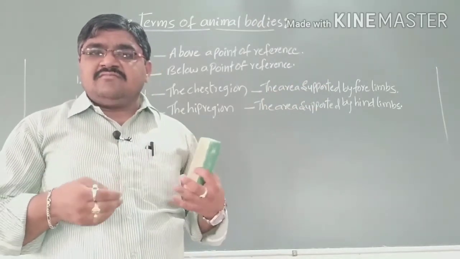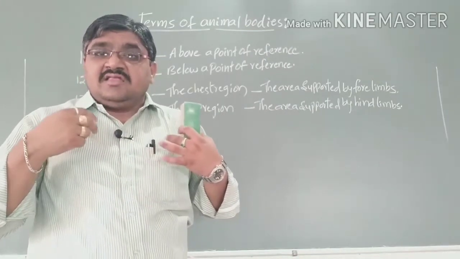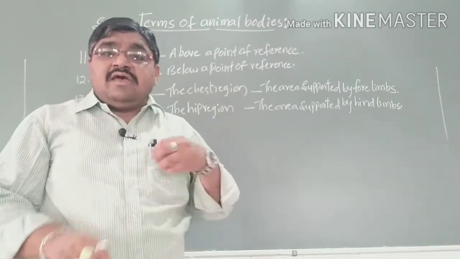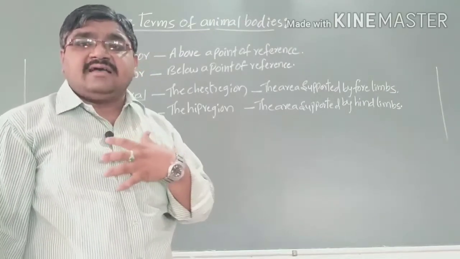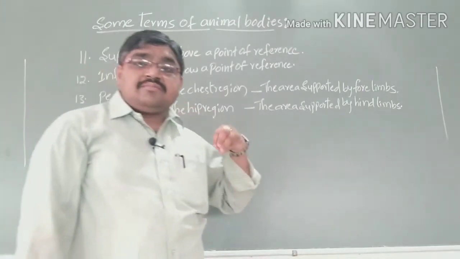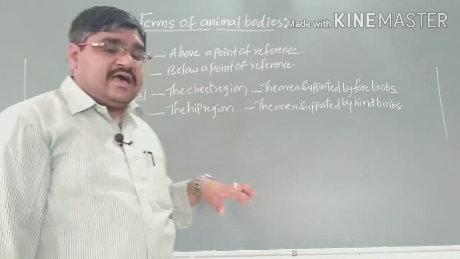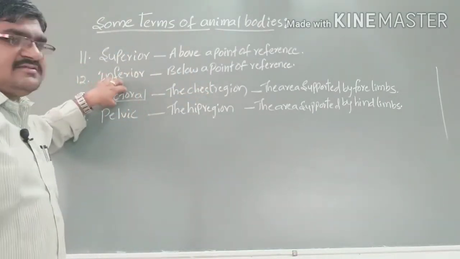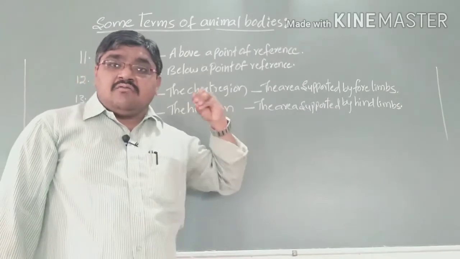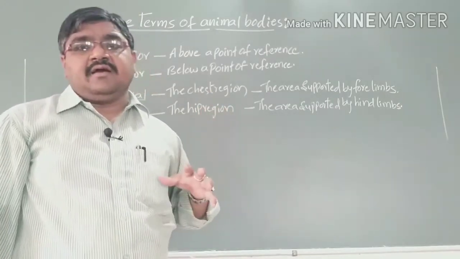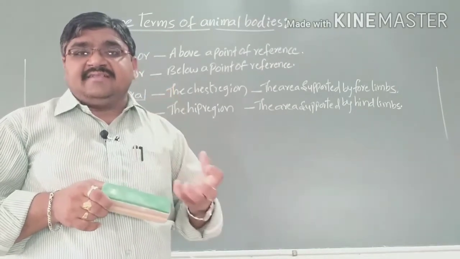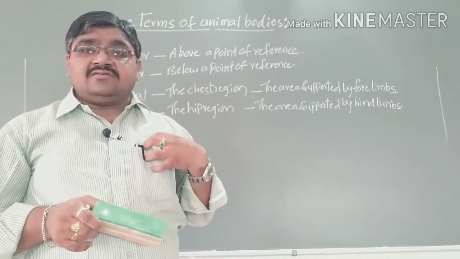For example, taking ourselves, the hands are attached in the chest region. These are called four arms or four limbs. So the region where the four limbs are presenting, or the chest region, or the area which supports the four limbs, we can call the pectoral region. That means it is a region showing the chest region, or where the limbs are present. The four limbs in humans we can call hands. Where the hands are attached, they are called the four limbs.